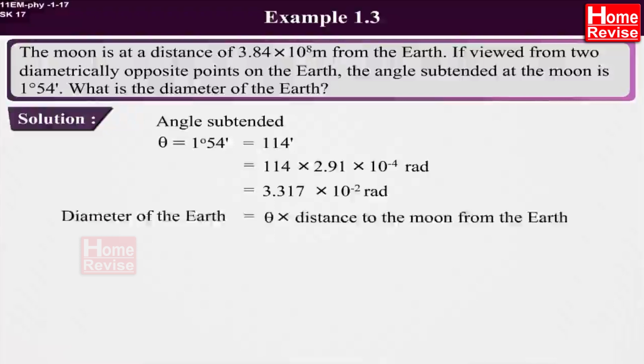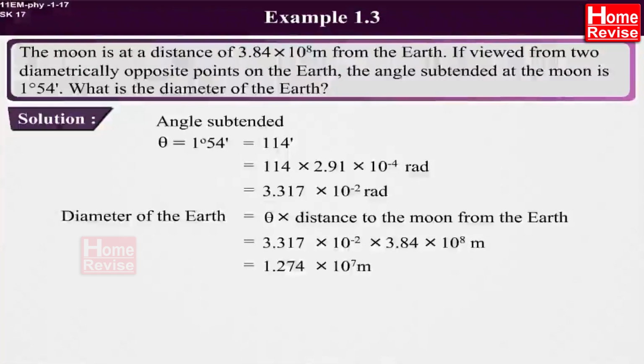Diameter of the earth is equal to theta multiplied by distance to the moon from the earth, which is equal to 3.317 multiplied by 10 raised to minus 2 multiplied by 3.84 multiplied by 10 raised to 8 meters, which is equal to 1.274 multiplied by 10 raised to 7 meters.